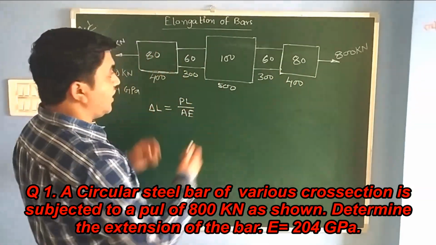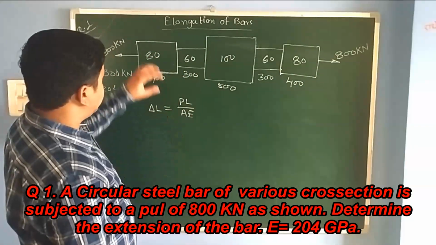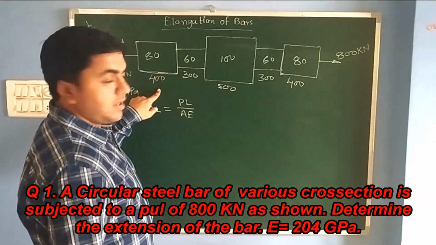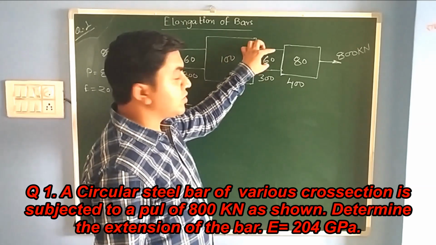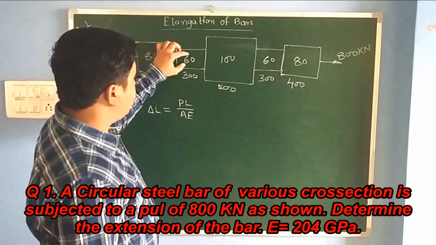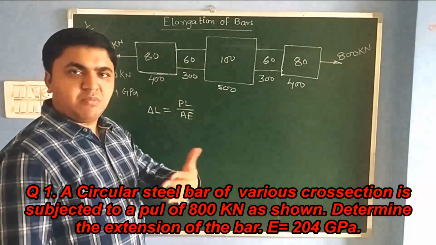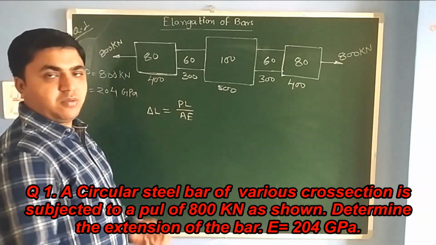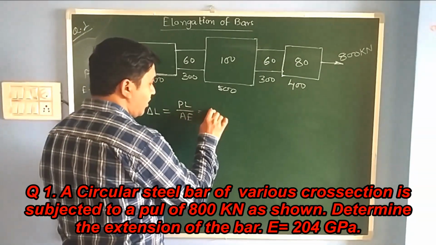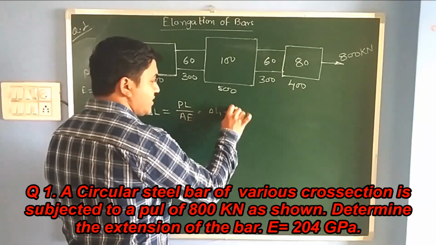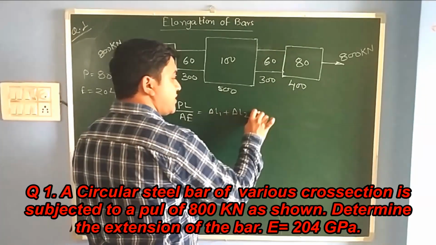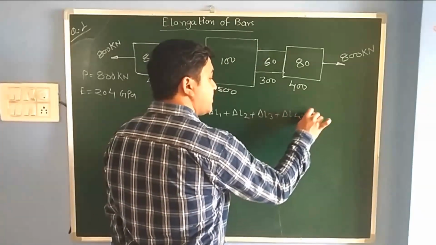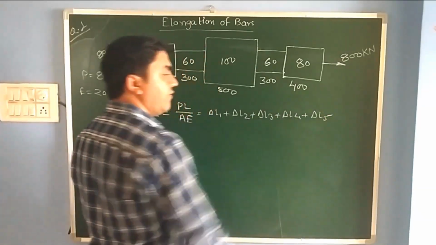If you look carefully at this problem, section 1 and section 5 are the same, with the same diameter and same length. Section 2 and section 4 are also the same diameter and same length, so we can multiply by 2. So let's find out the value of delta L, which will be delta L1 plus delta L2 plus delta L3 plus delta L4 plus delta L5.